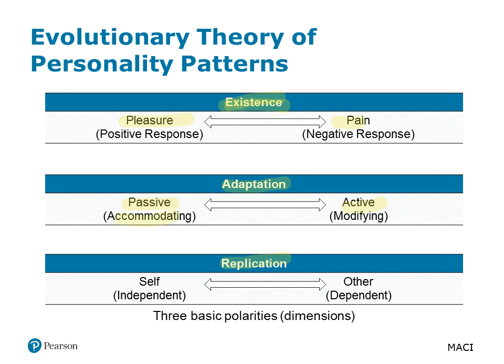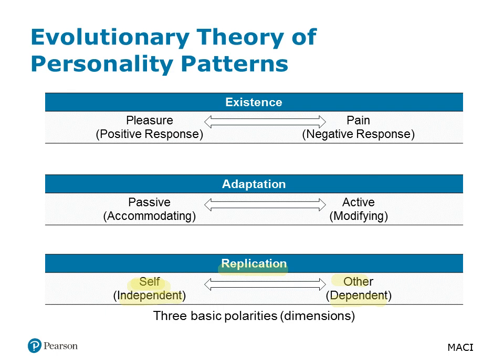And then down at the bottom, under replication, the self-other polarity represents the source to which the person will turn to enhance his or her life and to gain satisfaction and avoid pain and discomfort. Those who look to themselves are termed independent on the self-other polarity, and those who look to others are termed dependent on the self-other polarity.